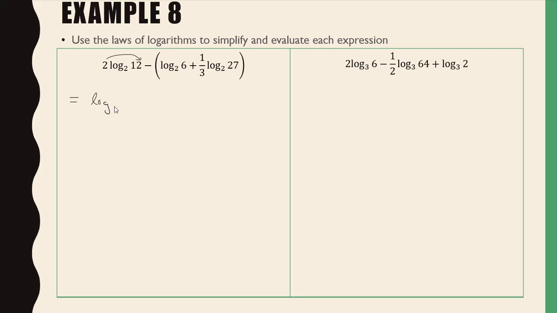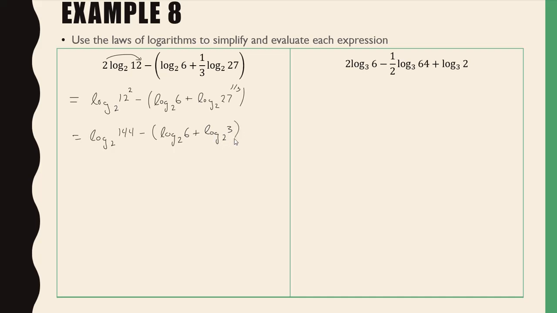So we've got log base 2, and then this becomes 12 squared, and then minus. This will stay the same as log base 2 of 6. And this 1/3 will become my exponent for the 27. Again, it still doesn't really look like it helps us, except that 12 squared is 144. Maybe still not that helpful, but inside of here, that first log stays the same. Well, 1/3 is actually cube root of 27, and cube root of 27 is 3.